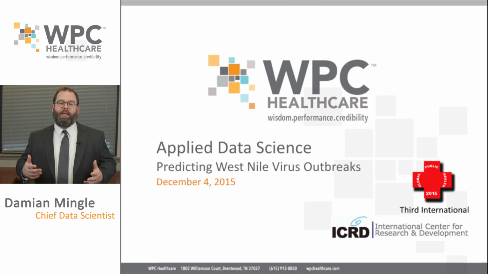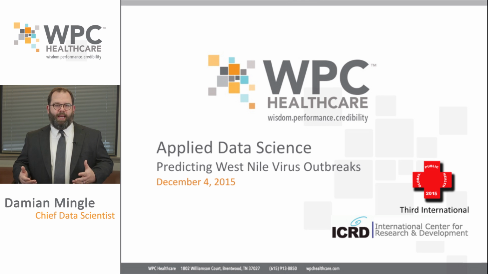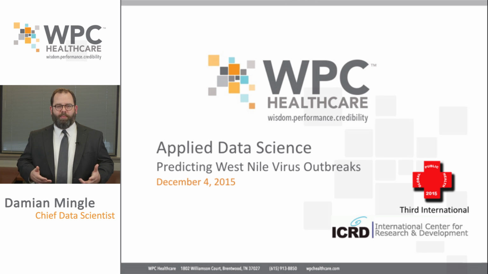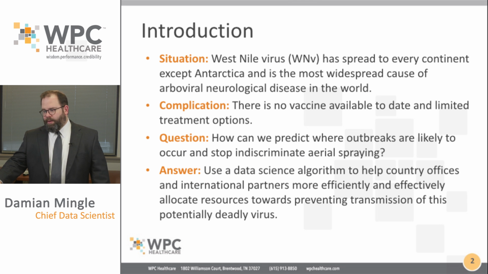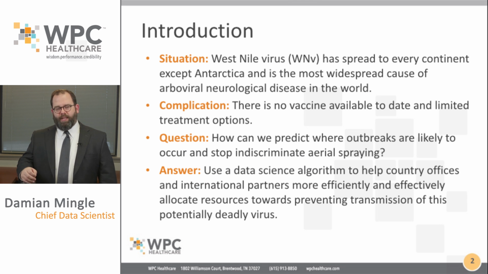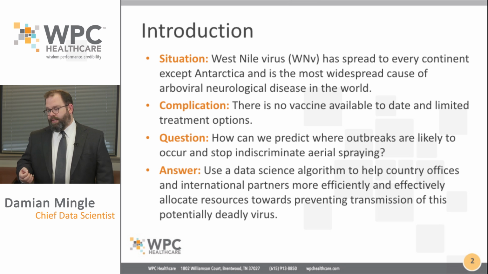Today we're going to be speaking about applied data science and how to use that to predict West Nile virus outbreaks. The situation is that West Nile virus has spread to every continent except Antarctica, and it's the most widespread cause of arboviral neurological disease in the world. The complication is that there really is no vaccine available to date, and there are limited treatment options.